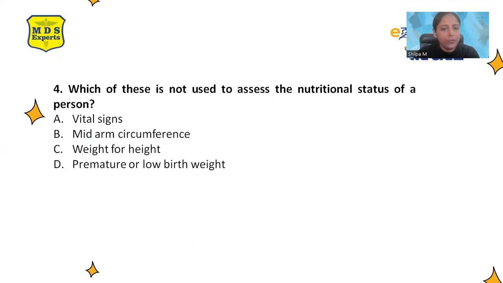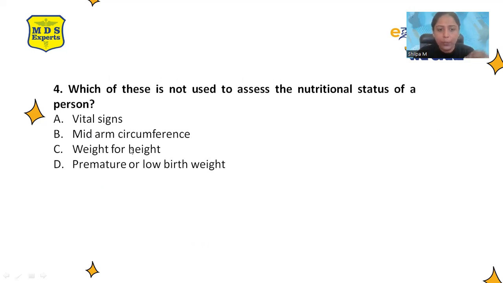Question 4. Which of this is not used to assess the nutritional status of a person? So you can see what is vital sign? You have your BP, respiratory rate, pulse. These are vital signs. So is it used to assess nutritional status? You have here choice B, weight, mid-arm circumference. Choice C, weight for height. Choice D, premature or low birth weight.